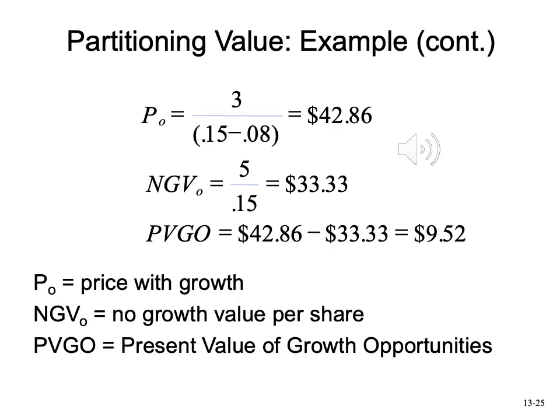Then we calculate the no growth value per share. Assuming you do not invest in the new projects, you pay out all $5 as dividends. So there will be no growth. G equals 0. So 5 divided by K, 15%, $33. So the difference between the two prices will be the present value of the growth opportunity, which is $9.52.